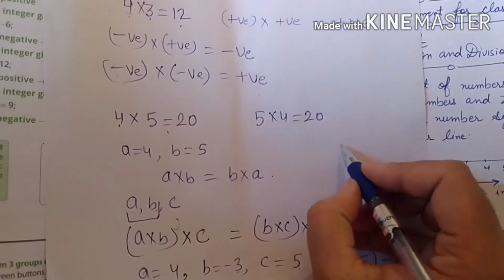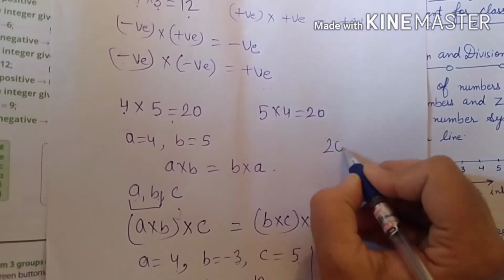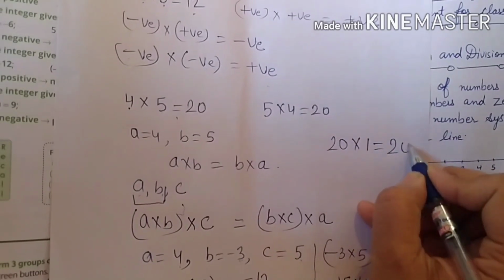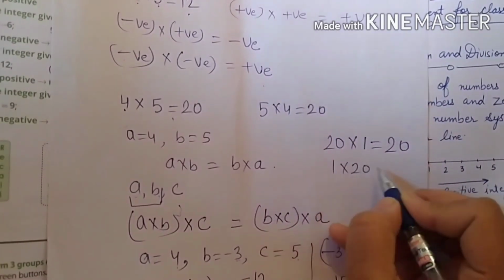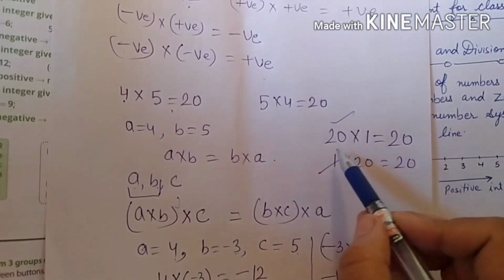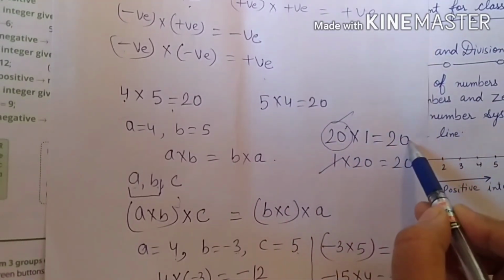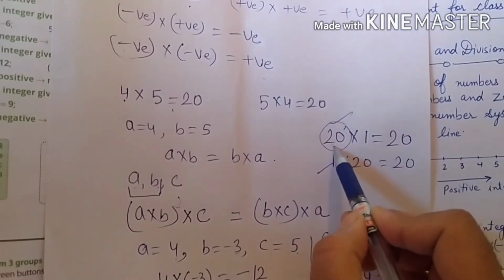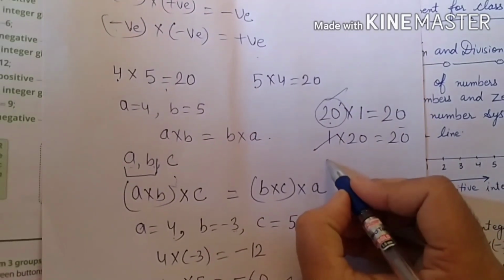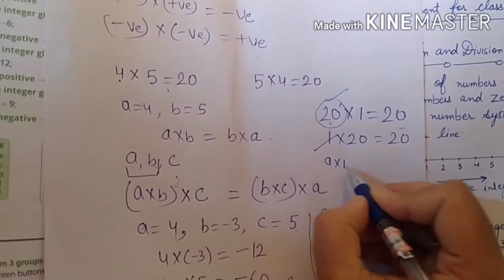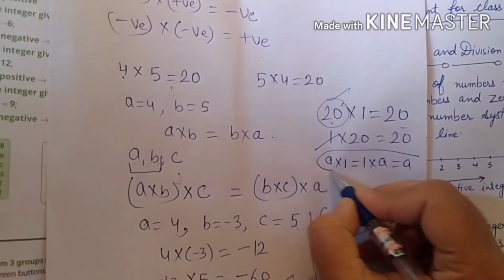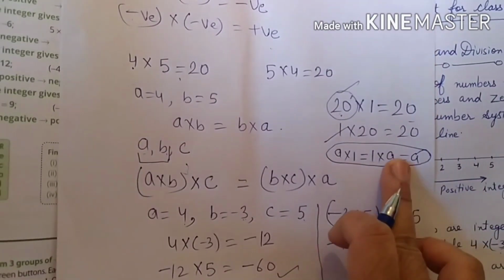Suppose we take any integer, 20. When we multiply it with 1, its answer is 20. And 1 multiplied by 20, the answer is 20. So in both cases the answer is the same, whatever number is taken. So here we can say a multiplied by 1 is equal to 1 multiplied by a is equal to a. This is known as identity property.